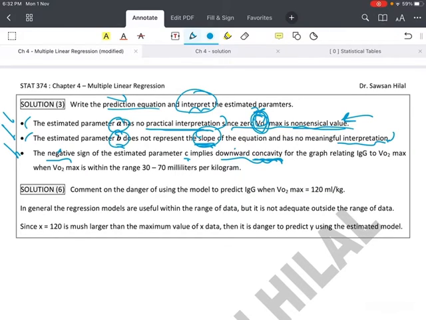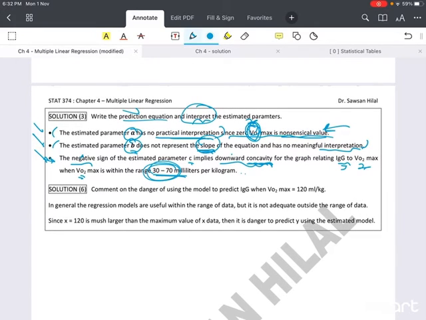Okay, for the graph relating y to x max, when x max is within the range of these values per kilometer, you can find this from the graph. So they write this interpretation here. Everyone can write their own interpretation, meaning there is no memorization. What matters is that I describe what the parameter is doing here. If it is negative, it means downward. If it is positive, it means upward.